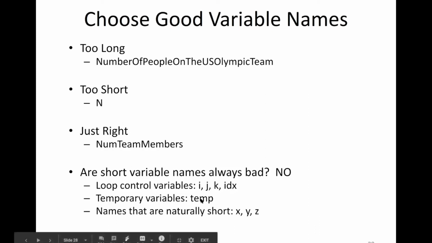Temporary variables, it's not a bad idea to name a variable temp. That's pretty obvious what it is. And then there are some variables that are naturally short, like X and Y coordinates. There's not a better name for the X coordinate variable than X, probably. So there are cases where really short variable names can be good, but those are more the exception than the rule.